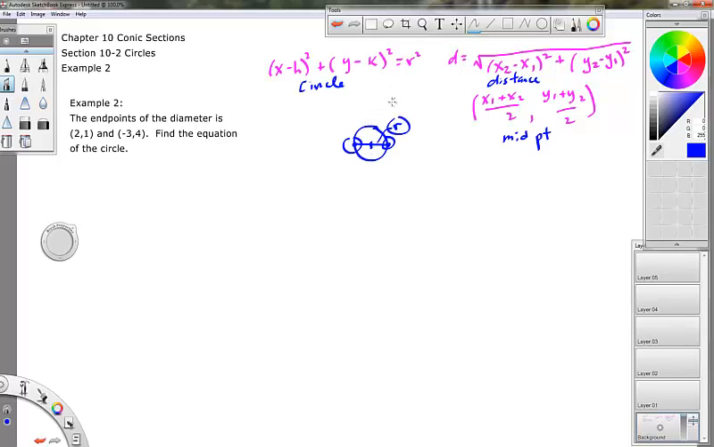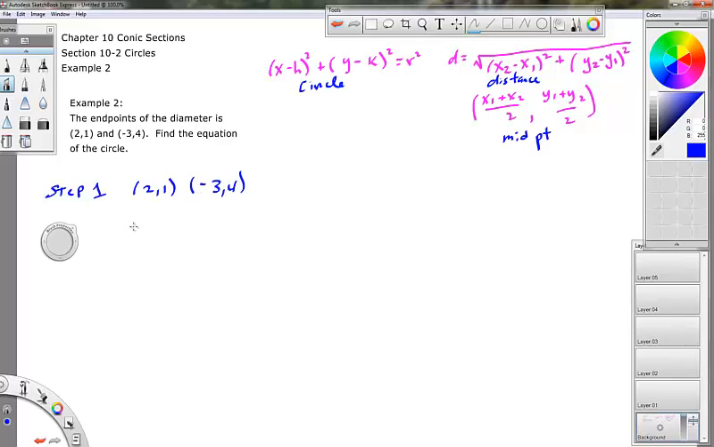Because there are 2 things you need to know in the equation for a circle, and that's the radius and the center. So the center of a line segment is actually its midpoint. So that's the whole reason to use some of these nifty equations here. So we're going to put this all together step by step. So step 1 is to find the distance from point (2, 1) to (-3, 4).